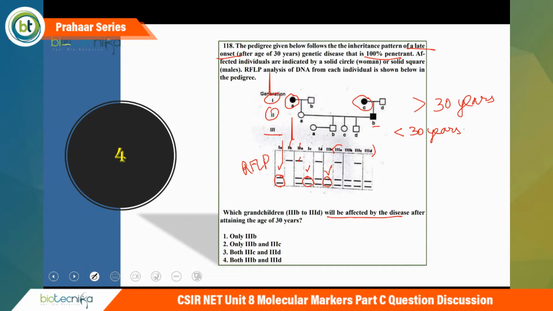So what does that mean? From the third generation, you have to find out those individuals only who have these lower two bands. Who will that be? 3A has it, but along with that 3A has this higher band also, so it will not be affected. 3C also has it, but 3C has this band also, so not affected. Only 3B and 3D have only those two lower bands, which matches the profile of the affected individuals in the earlier generations. That means they are the ones who will be affected: 3B and 3D only.